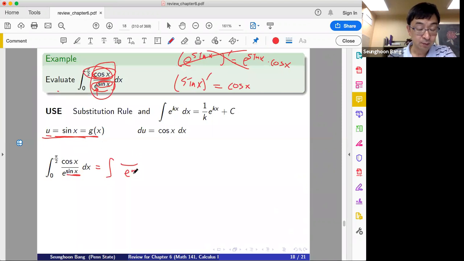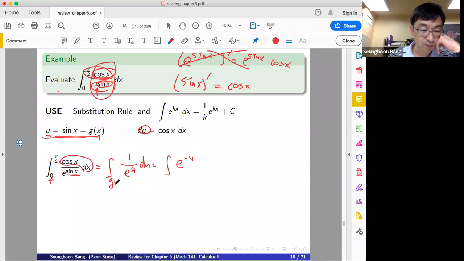You're right. Yes. The e to the u. The cosine x dx is here, du, 1 times du. One more, I can change it to the negative exponent like this. Another one. You can change here. Plug 0 into this one, g of 0. You plug pi over 2 into here, g of pi over 2.